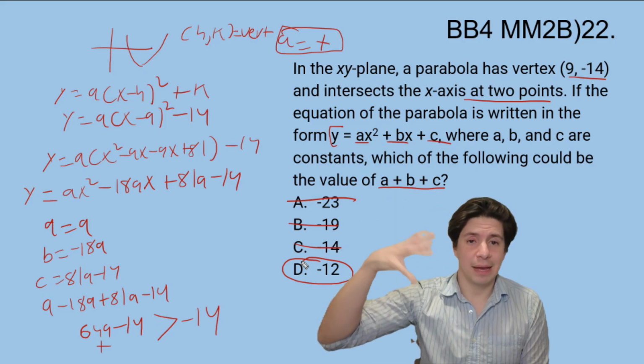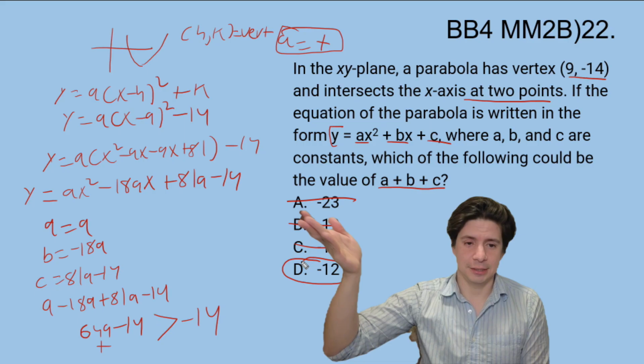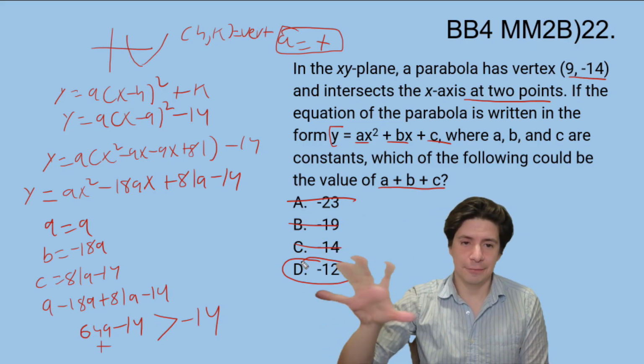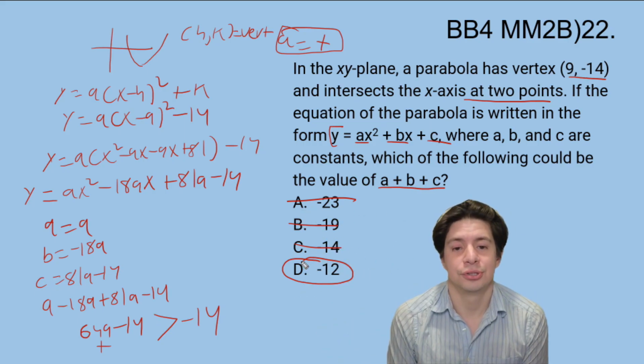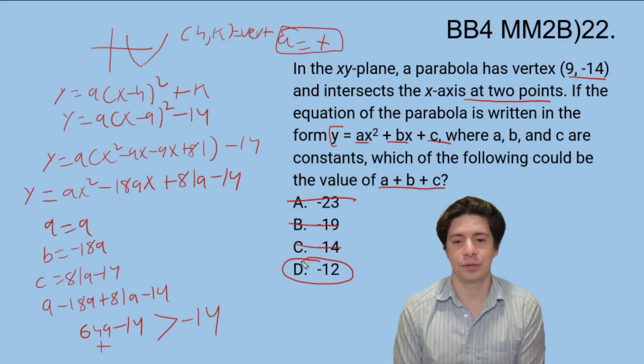So the basics on the math that you need to know is what is vertex form? What could be the a, b, and c? Once you have that, the math itself isn't too bad. It's just using the answer choices to help you see that there's only one that actually works.